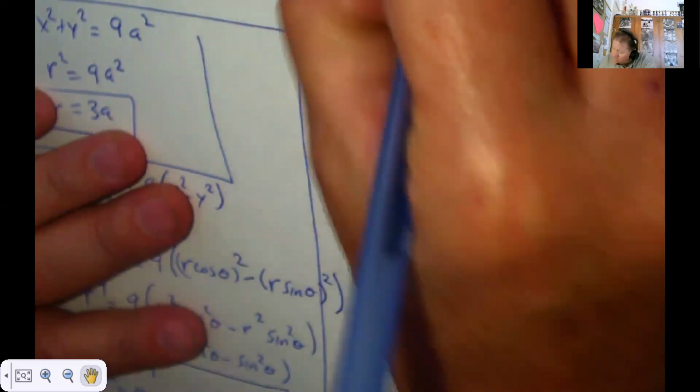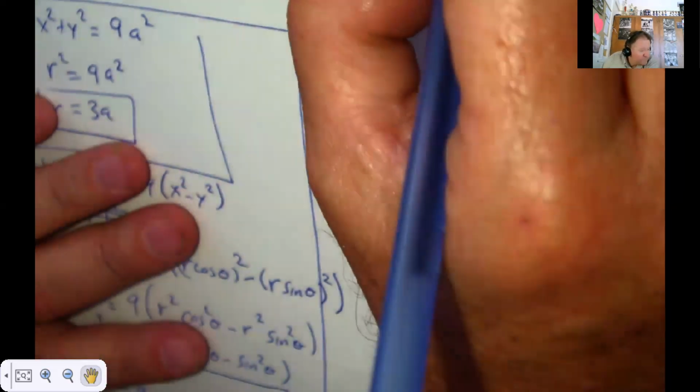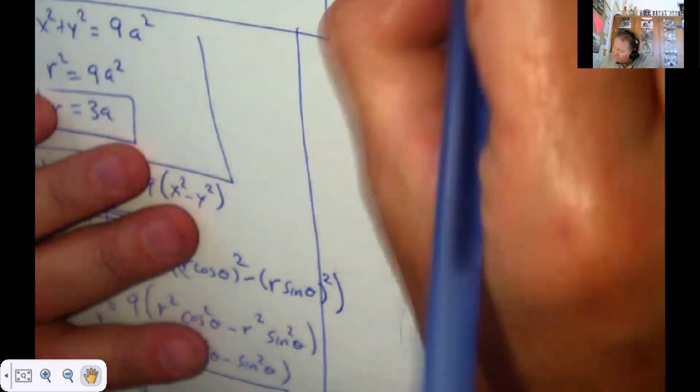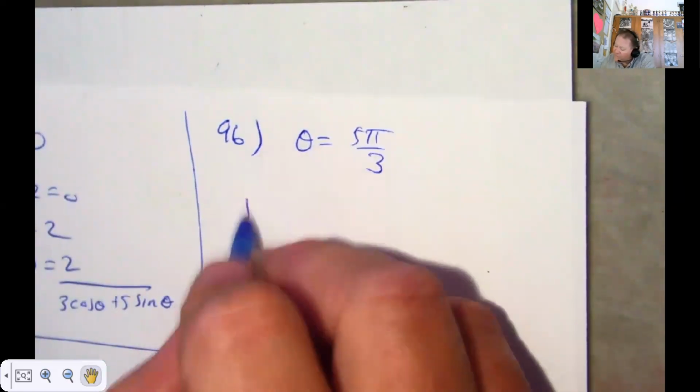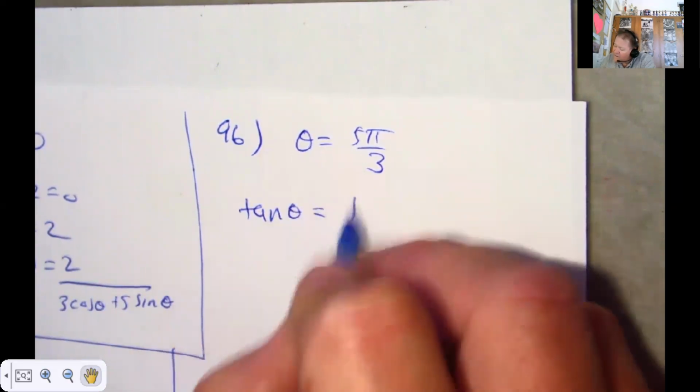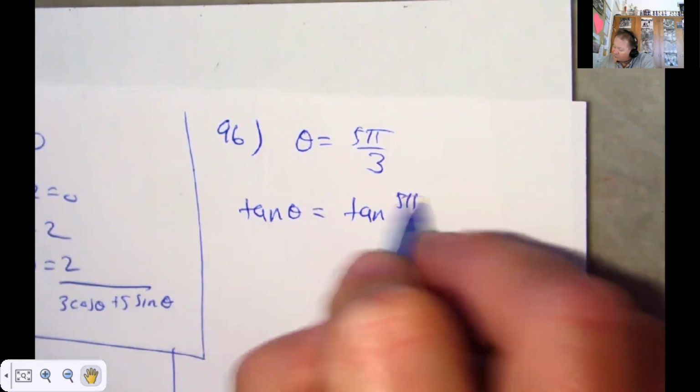All right, and 96 is theta equals 5 pi over 3. Pay attention to this one. We want to convert that to rectangular. We could take the tangent of both sides. We get the tangent of theta is equal to the tangent of 5 pi over 3.